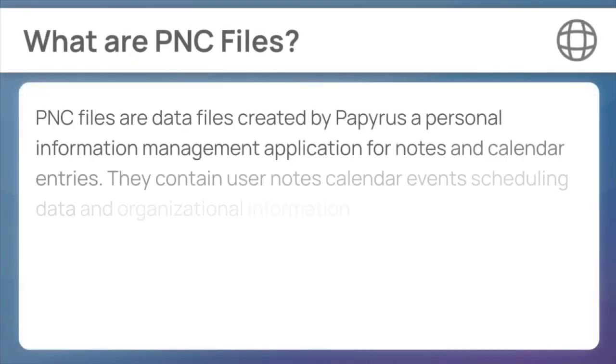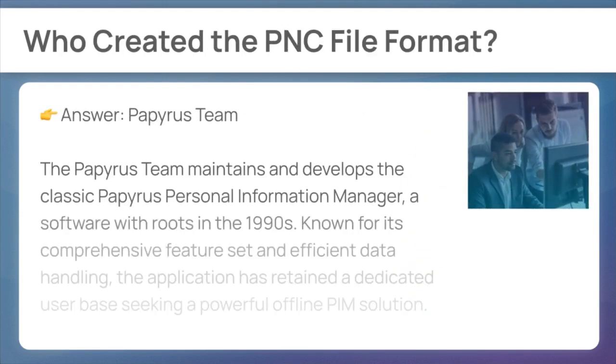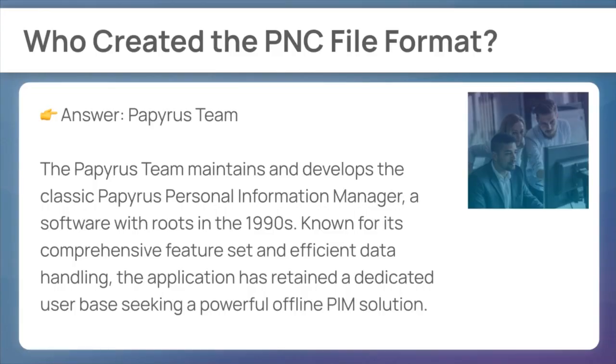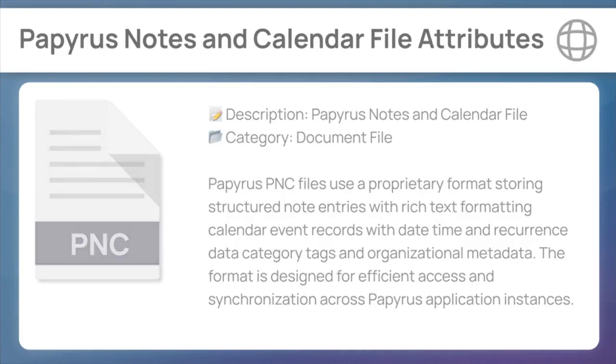PNC files are data files created by Papyrus, a personal information management application for notes and calendar entries. They contain user notes, calendar events, scheduling data, and organizational information stored in the application's proprietary format for personal productivity and information management on desktop and mobile platforms. Papyrus PNC files use a proprietary format, storing structured note entries with rich text, formatting, calendar event records with date, time and recurrence data, category tags, and organizational metadata. The format is designed for efficient access and synchronization across Papyrus application instances.